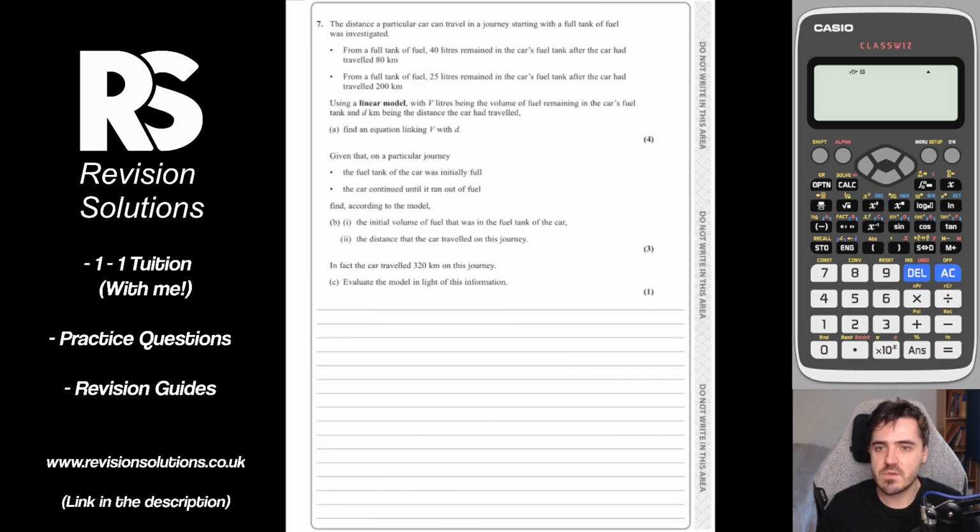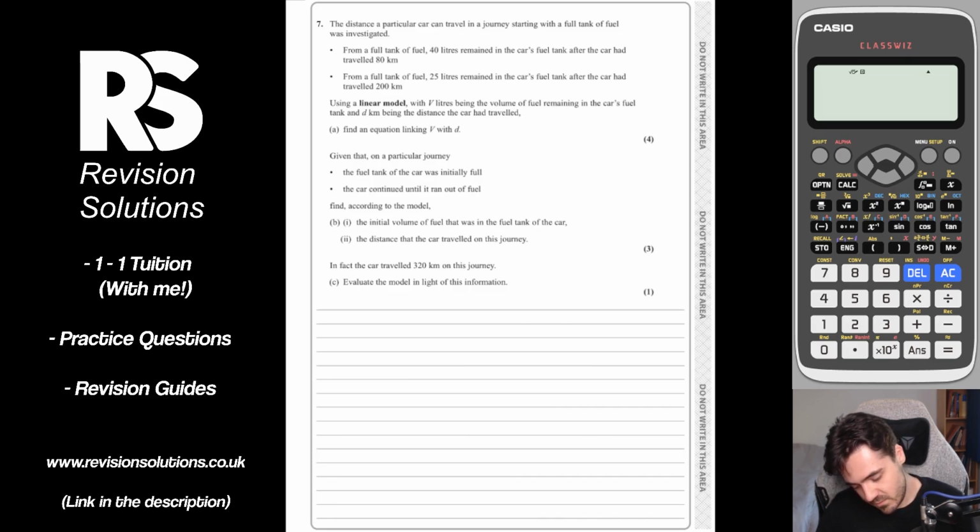Moving on now to question 7. It says the distance a particular car can travel in a journey starting with a full tank of fuel is investigated. From a full tank of fuel, 40 litres remained in the car's fuel tank after the car had travelled 80 kilometres. And from a full tank of fuel, 25 litres remained after the car had travelled 200 kilometres. Using a linear model with V litres being the volume of fuel remaining in the car's fuel tank and D kilometres being the distance the car had travelled, find an equation linking V with D.